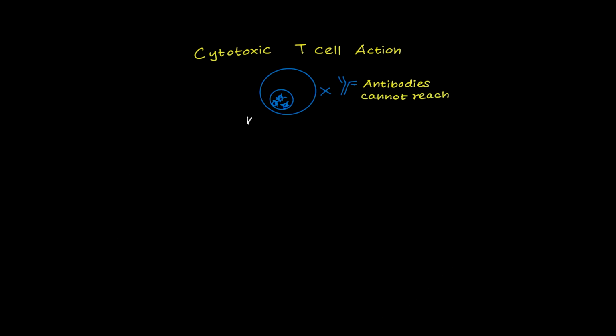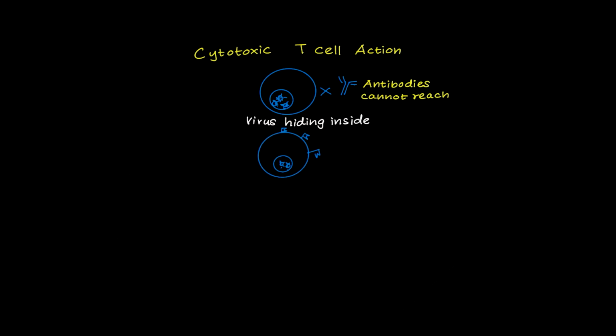Cytotoxic T cells are the assassins of the immune system, and they have a very specific job during viral infections. When a virus enters a body cell and starts replicating, antibodies cannot reach inside to stop it. The virus is hiding behind the cell's own membrane, using the cell's machinery to make more viruses. The only way to stop viral replication at that point is to destroy the infected cell itself.